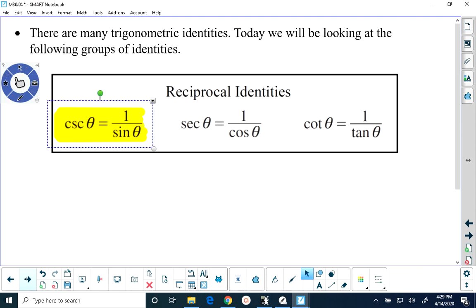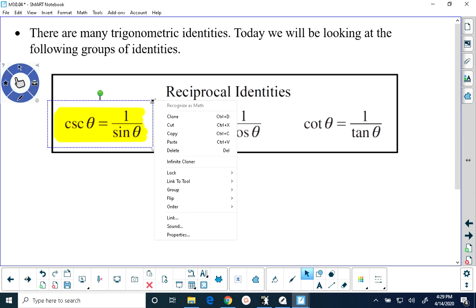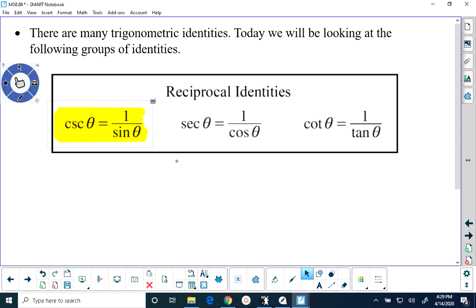Similarly, secant of theta is equal to cosine as a reciprocal is always true. Secant of theta is equal to 1 over cosine. Cotangent of theta is always equal to 1 over tangent.